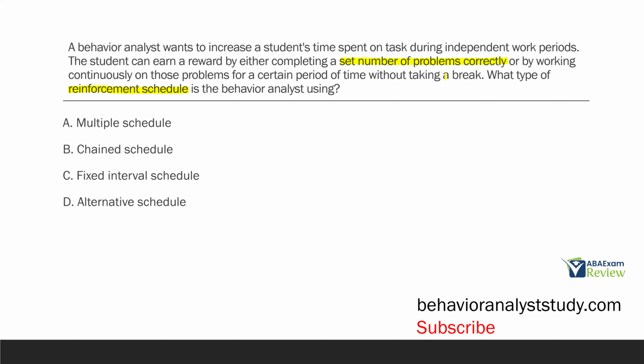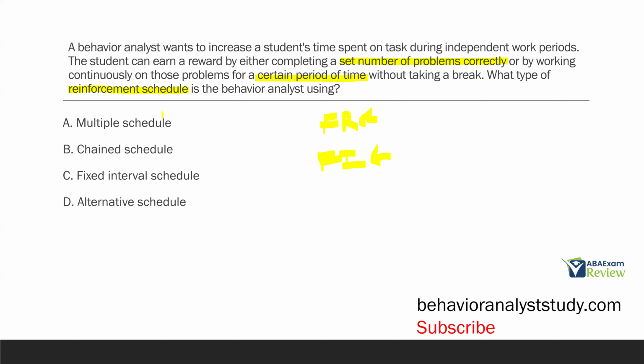Now, what type of basic schedule would require a set number of problems correct? Well, most likely some sort of fixed ratio or variable ratio schedule. It's going to be a ratio schedule because it's based on the number of responses. Now, the second way the student can earn reinforcement is to work continuously for a certain period of time. And if we're working for a period of time, we have either a fixed interval or a variable interval schedule. So the student can either complete the ratio schedule or they can complete the interval schedule. What type of schedule allows the student to complete either a ratio or interval schedule?